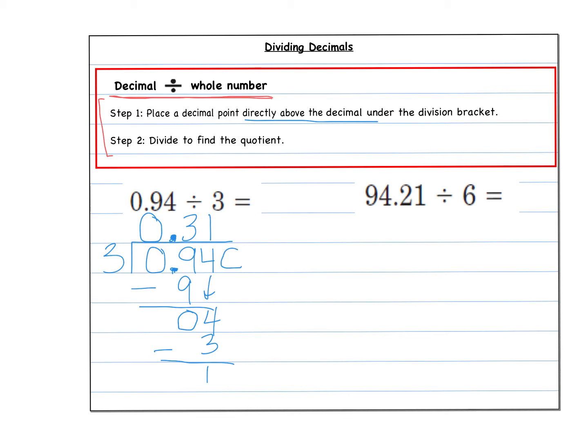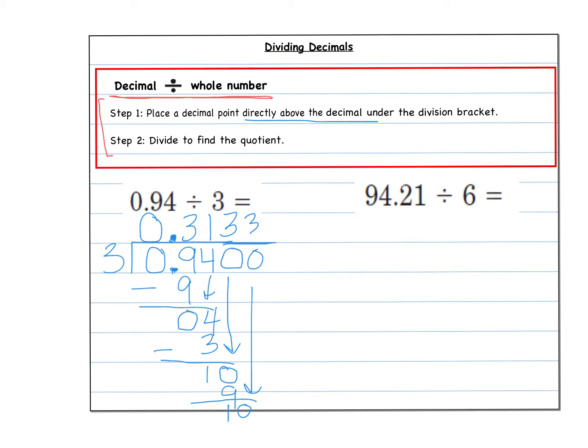I'm going to add a 0 because I can add as many zeros as I want after a decimal, and that's going to give me more numbers to keep dividing by. So I drop down that 0. 3 goes into 10 3 times. 3 times 3 is 9. 10 minus 9 is 1. I'm going to add a 0 again and drop this down. Now I'm starting to see that it's going to be repeating over and over, and I'll be here forever. So 3 goes into 10 3 times again.